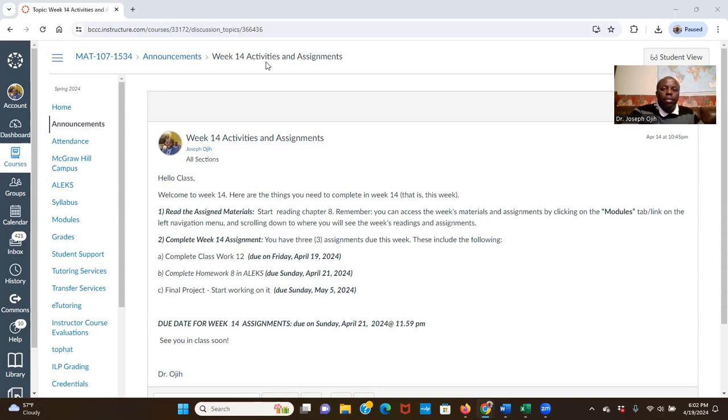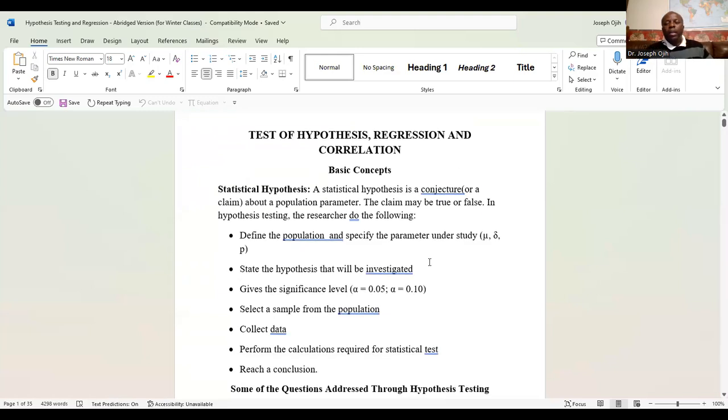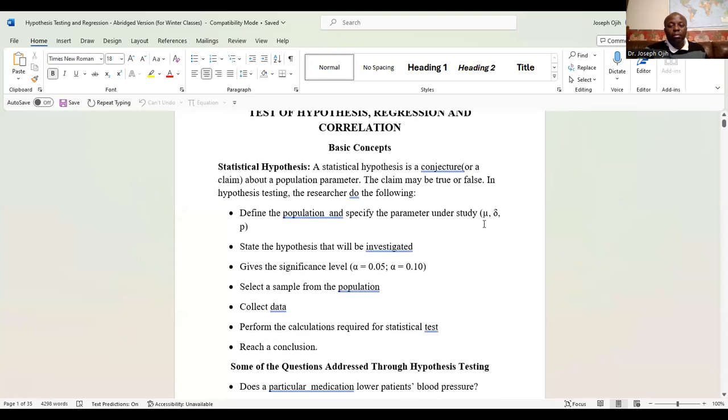All right, let us begin. Today we are looking at the test of hypothesis. A statistical hypothesis is a claim about a population parameter. So that claim may be true or false. And of course, when I say population parameter, I'm talking about the mean, standard deviation, and proportion. I mean, there are other parameters like the median; the population has them too.